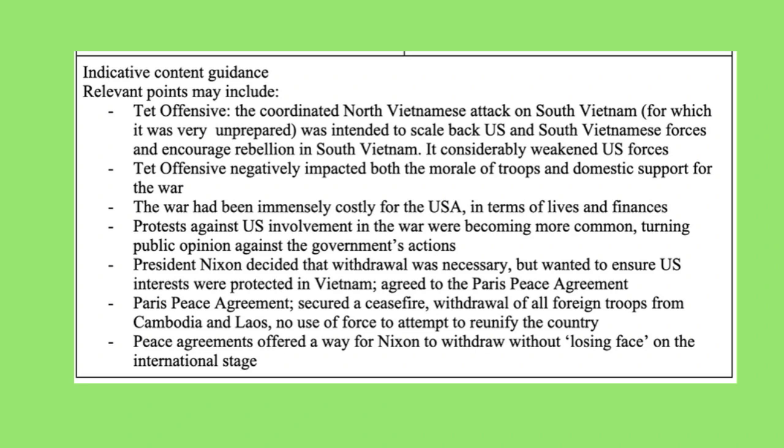So you might have chosen to build upon the stimulus point of the Tet Offensive. You might explain briefly what it was, that it was a coordinated North Vietnamese attack on South Vietnam, for which the South was very unprepared, and it was intended to scale back US and South Vietnamese forces, and even encourage rebellion in South Vietnam. So that's our little brief summary, but we do need to make sure that we're not just storytelling, that we're linking that evidence back to the question.